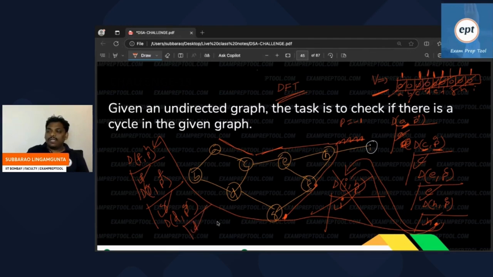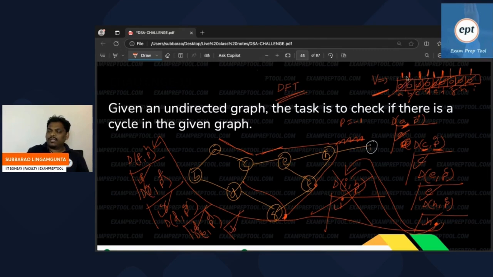Now who is the D adjacent which are not completed? I think B. So B called. DFS of B called. What is the B previous? D. So same story. What is the answer? So B is visited.